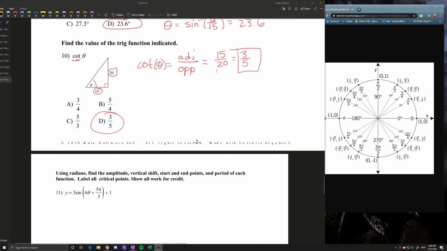Yeah, you're right. It doesn't simplify to 3/5. It simplifies to 3/4. So identities or graphing again.